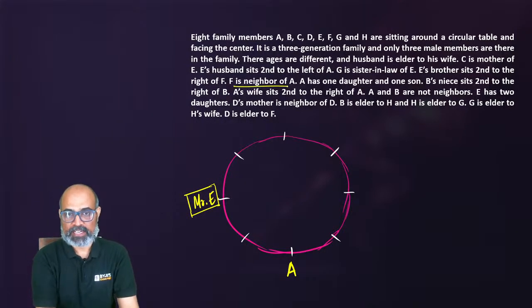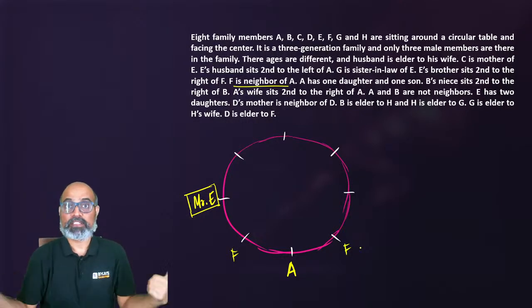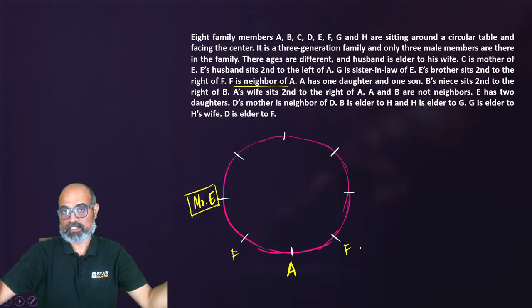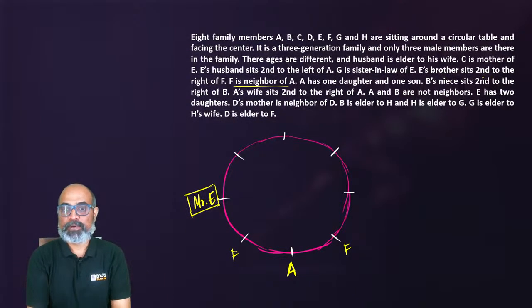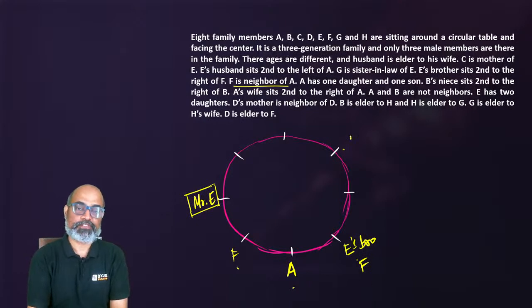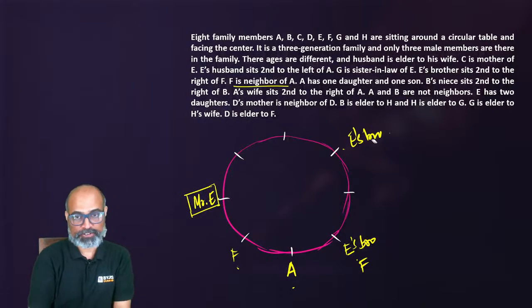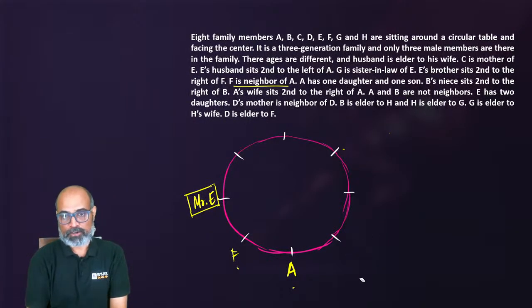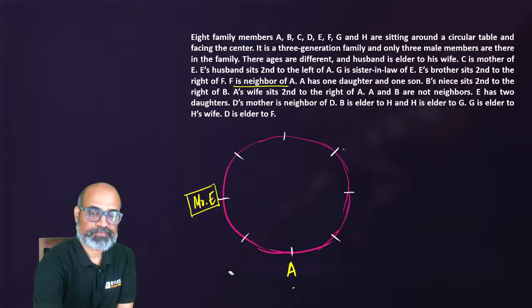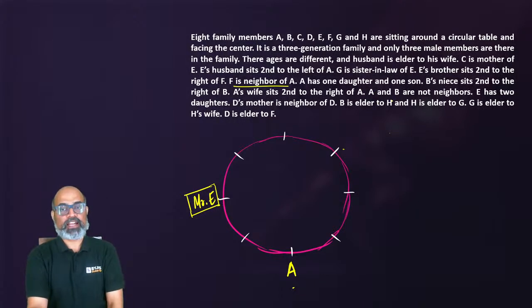We do have an A, right? F is a neighbor of A, so we can have F over here or we can have F over here. Neighbor means next to, not 2 places away. And E's brother sits second to the right of F. If F is over here, second to the right is where E's brother is going to sit. And if F is going to be here, second to the right of F, this is where E's brother is going to sit. So we have 2 cases so far. I'm not going to get into it. I'm not going to place F whatsoever. A has 1 daughter and 1 son.